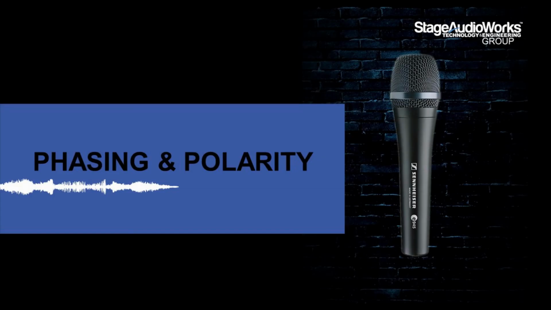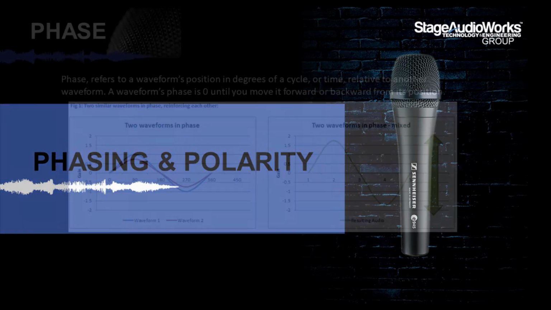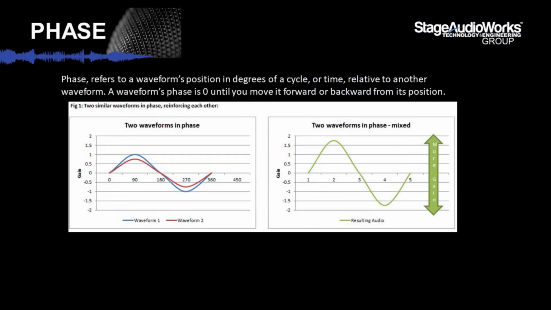We are going to now move on to phasing and polarity. Phase refers to a waveform's position in degrees of a cycle or time relative to another waveform. So a waveform's phase is 0 until you move it forward or backward from its position.